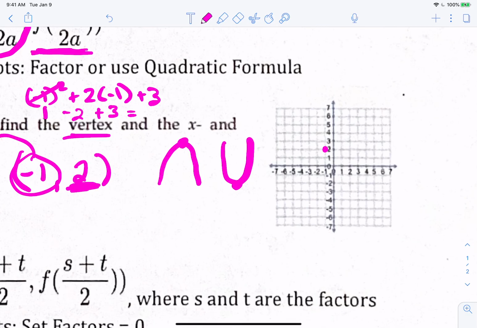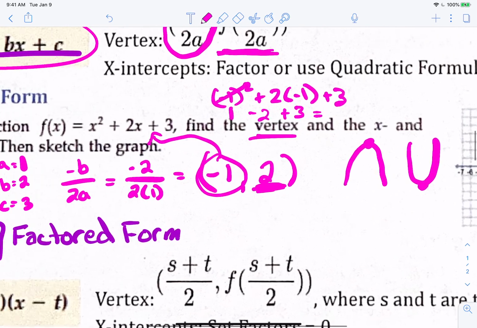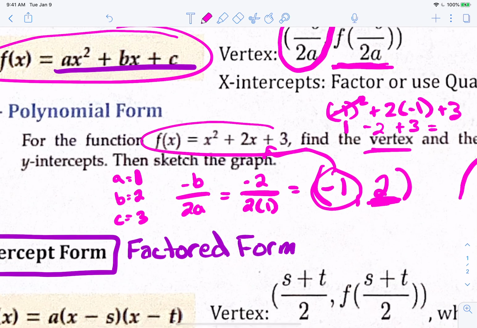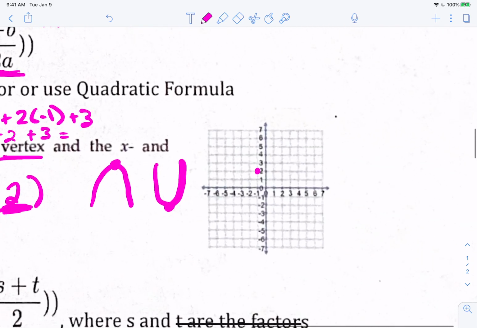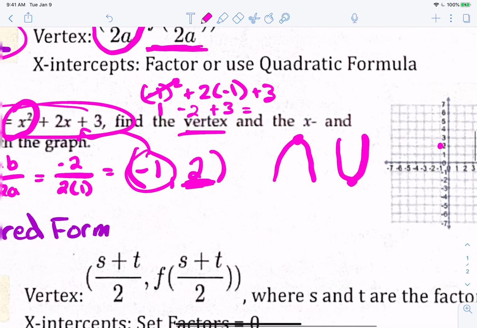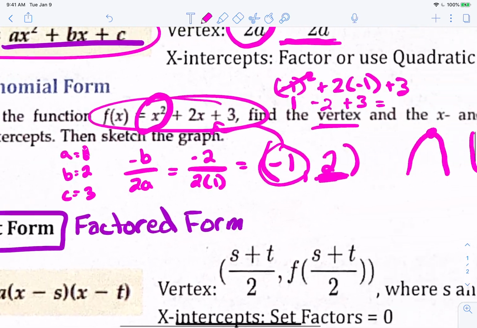Okay, so we know that there's my dot. Is this going to be a smiley face or a frowny face? Smiley face. How do you know? Because there's no negative in front of the x squared. There's a positive technically understood in front of the x squared. So that's a positive x squared. He's going to smile. Okay, before we graph him, let's find the x and y intercept.